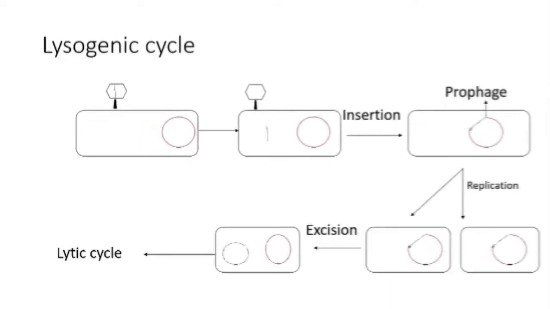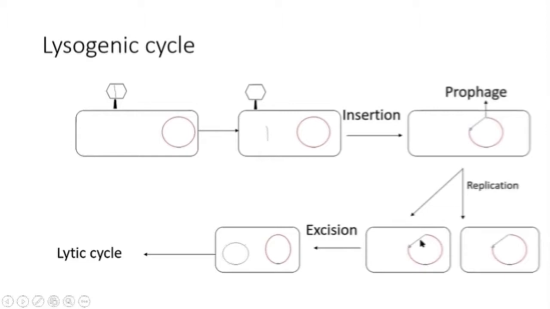Now let's see what happens in the lysogenic cycle. In the lysogenic cycle, when a phage injects its DNA into the host cell, this linear phage DNA becomes circular and integrates itself into the bacterial genome by recombination, where this viral DNA stays silent or dormant for many years. Now this integrated phage DNA is called prophage. Every time this host cell divides, this viral DNA also gets replicated along with the bacterial genome and transferred to the progeny cells.